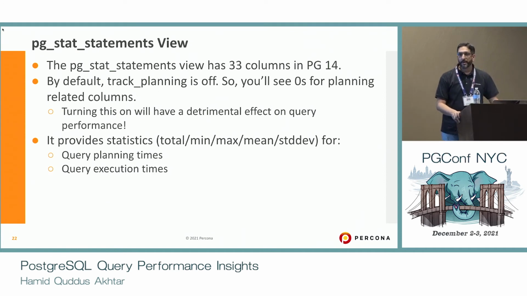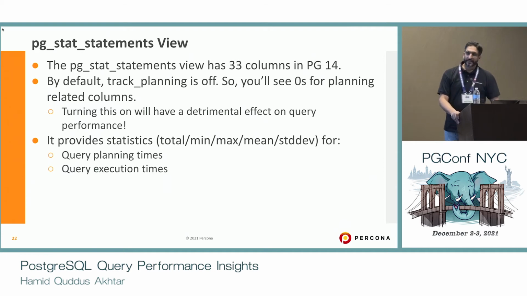It has 33 columns in PG14. I think PG13 had 32 columns. The only change here was a top-level Boolean to indicate whether this query was a top-level query. By default, track planning is off because that will also have a further performance degradation for pgstat statements. And with this off, you'll see that all the planning columns, plan timings, are going to be zeros.